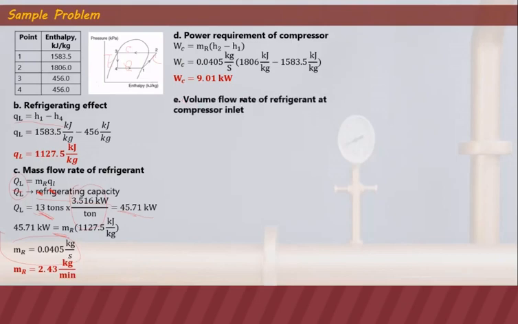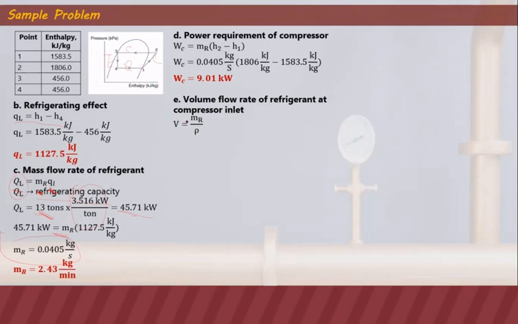Next is the volume flow rate of refrigerant at the compressor inlet. It is important to calculate this because it will help us in designing or choosing the right compressor, or evaluating the performance of the compressor. The volume flow rate of refrigerant at the compressor inlet can simply be written as mass over density, or the mass flow rate divided by the density of the refrigerant at point 1.